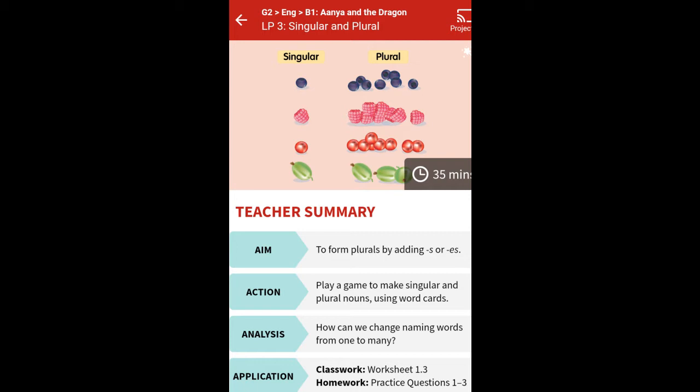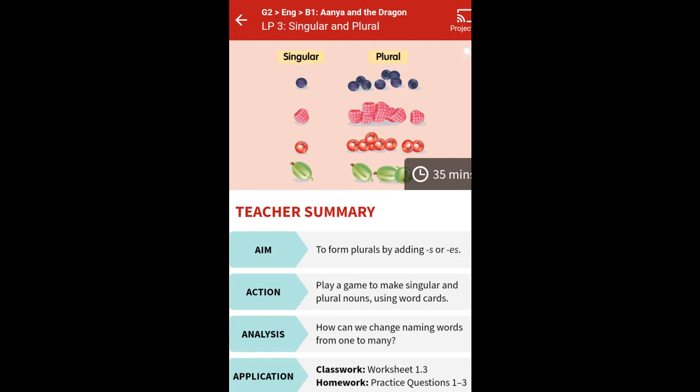And what all things we are going to learn in this? To form plurals by adding s or es. Play a game to make singular and plural nouns using word cards. How can we change naming words from one to many? And classwork worksheet 1.3, and your homework will be practice questions 1, 2 and 3.